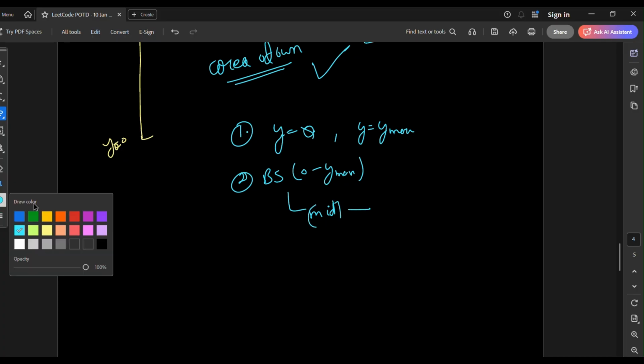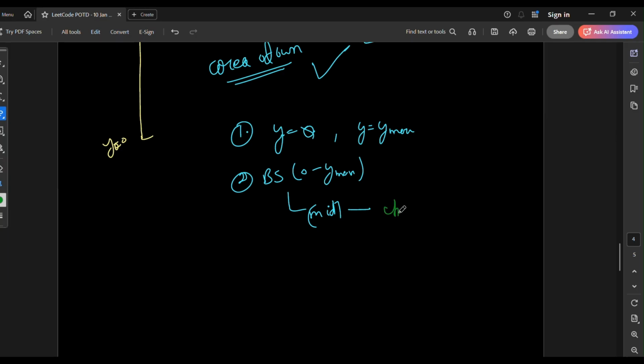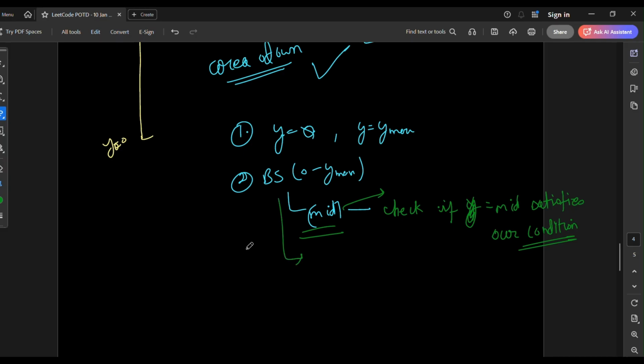And then this is the main part: we will check if this midpoint, or if y equal to mid, satisfies our condition. That's a very simple and very important part here. And if let's say it is satisfying our condition, then we will go for this mid, and else we will go to the further binary search.